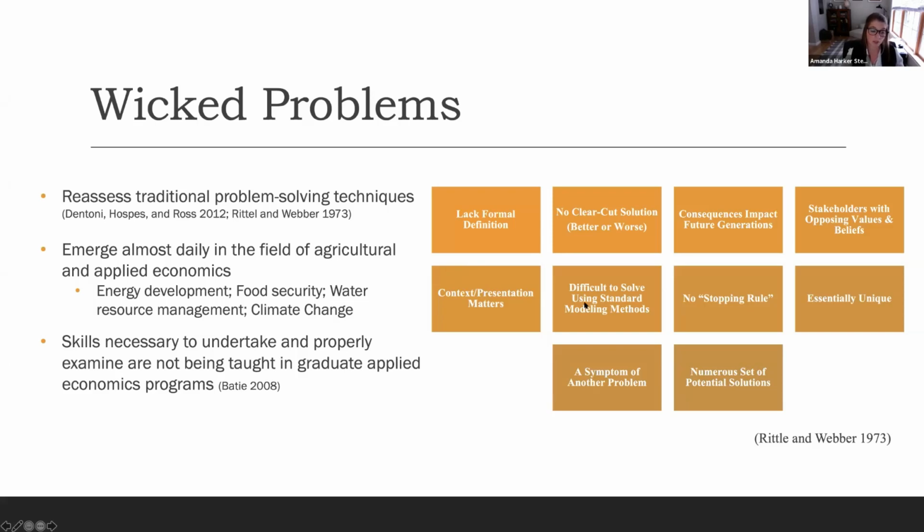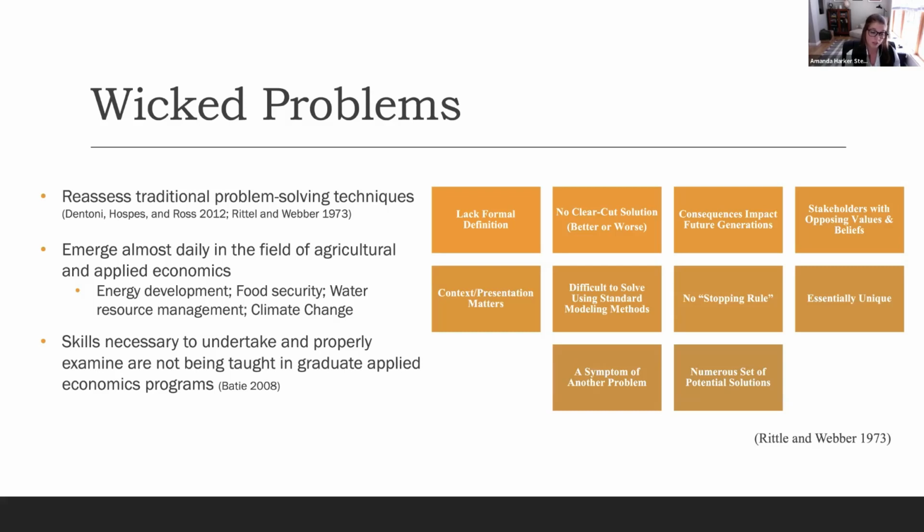Given the complex nature of these types of problems, they can't really be traditionally solved by many of the problem-solving techniques that are taught in the classroom. So, from conflicts surrounding natural resource management issues to agribusiness operations and environmental and natural resource economics issues, these are popping up all the time for our students to know how to analyze and solve.